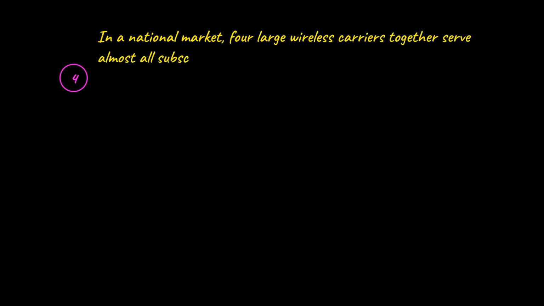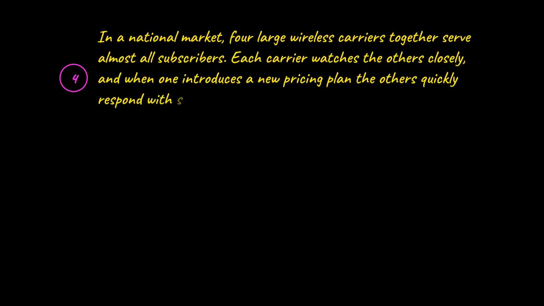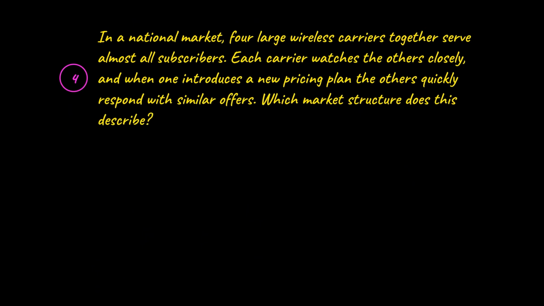Question 4. In a national market, 4 large wireless carriers together serve almost all subscribers. Each carrier watches the others closely, and when one introduces a new pricing plan, the others quickly respond with similar offers. Which market structure does this describe?